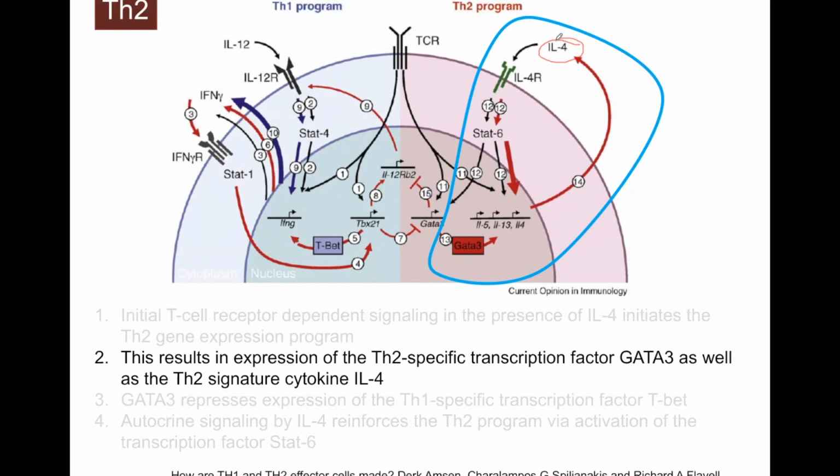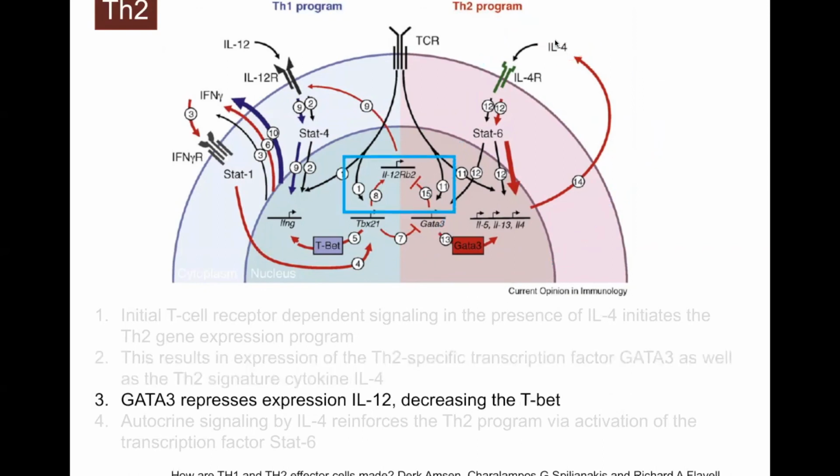In the case of the Th1, that cell would turn off interleukin 4. It would turn off GATA3. And of course, GATA3 in turn will inhibit Th1 programs such as interleukin 12.